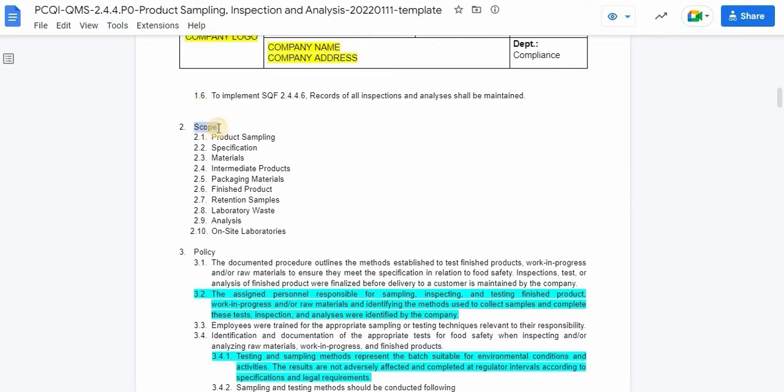Second is scope. The scope of the program is based on the purpose and serves as a guide in defining and describing the layout of the procedure. It includes the product sampling, specification, materials, intermediate products, packaging materials, finished product, retention samples, laboratory waste, analysis, and on-site laboratories.